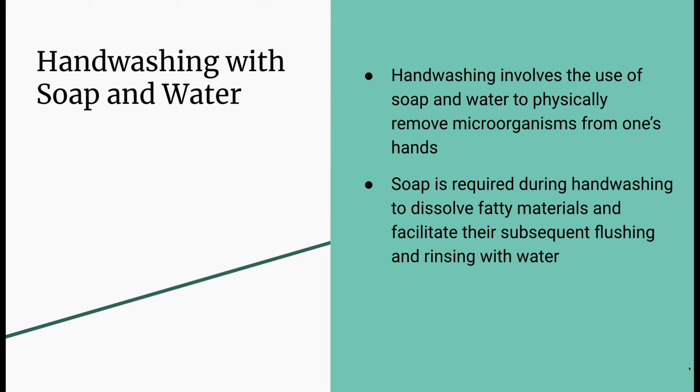Soap is required during hand washing to dissolve fatty materials and facilitate their subsequent flushing and rinsing with water. Soap must be rubbed on all surfaces of both hands, followed by thorough rinsing and drying. Water alone is not suitable for cleaning soiled hands. The entire procedure should last 40 to 60 seconds, and soap approved by the health agency should be used. Specific details about hand washing with soap and water will be shared later in this module.